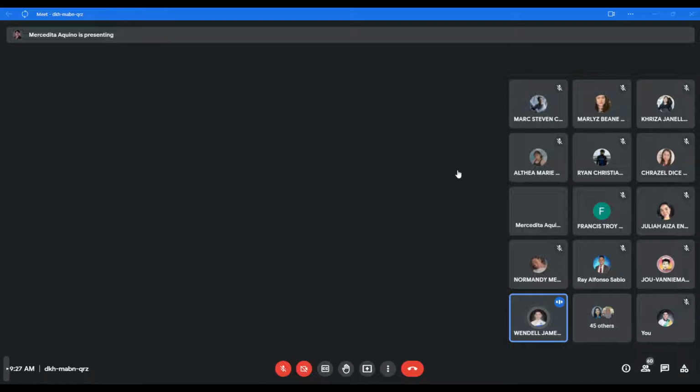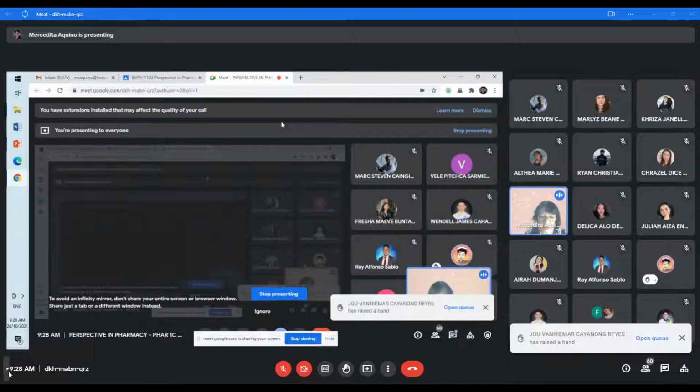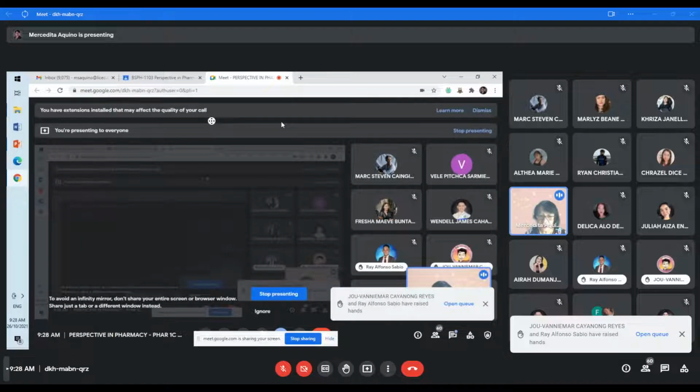Yes, very good. Can you identify what specific need the pharmacist can provide? Anyone? Not Mr. Wendell, someone else. It seems only three are speaking here: Reyes, Sabio, and Wendell. What about the rest?